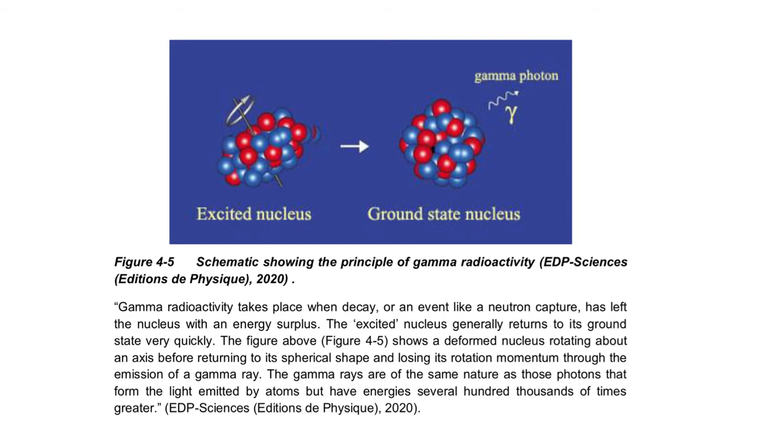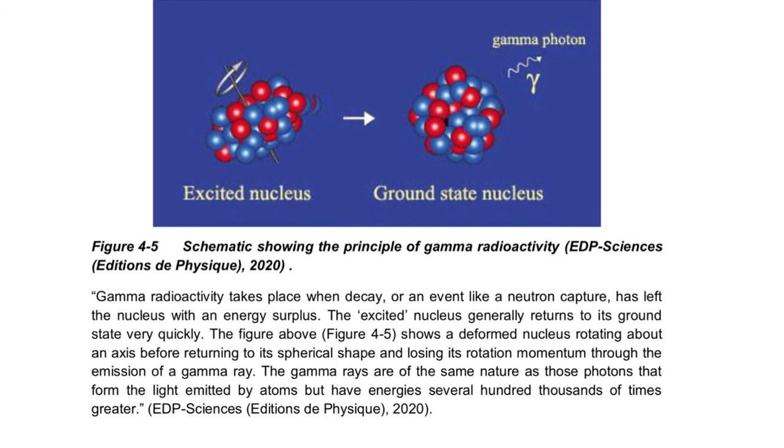So if we look at this diagram again, we see here we've got an excited nucleus and we have a ground state nucleus. Now, this is a very nice description. It says gamma radioactivity takes place when decay, or an event like a neutron capture, has left the nucleus with an energy surplus. So neutron capture is what happens in, for instance, the initiation of chain reactions in an atomic bomb or in a nuclear power station, where a uranium atom will capture a neutron and then become unstable and then decay. It says the excited nucleus generally returns to its ground state very quickly, and the figure above shows a deformed nucleus rotating about an axis before returning to its spherical shape and losing its rotation momentum through the emission of a gamma ray.